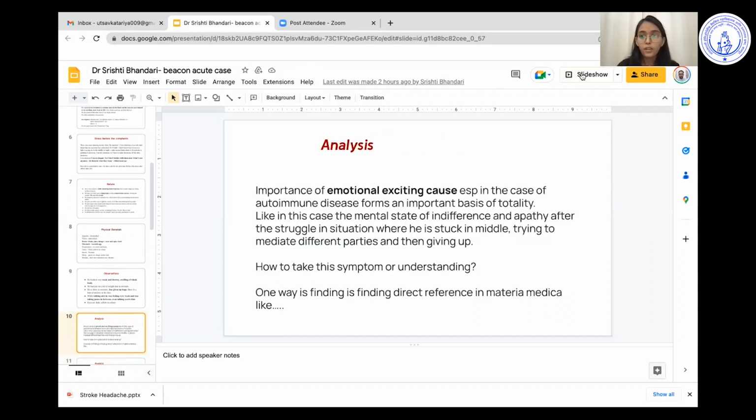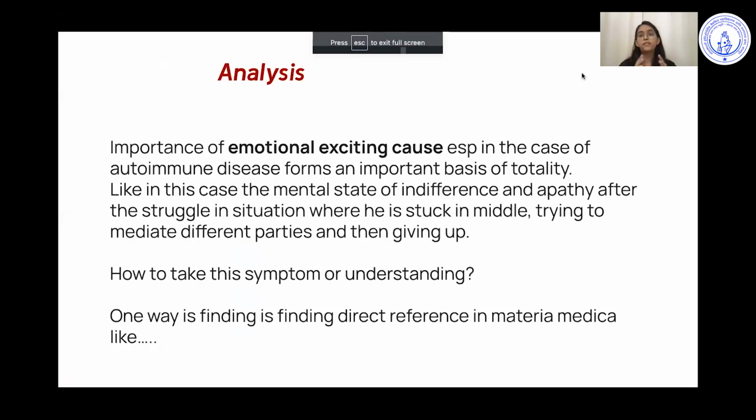So I'll tell you how we analyze this case. In this type of case, where we see autoimmune diseases, whenever the symptoms come or exacerbate, we see that there is always a very strong emotional exciting cause behind it. And what is it in this situation? What is it for him? Like he said, I'm in the middle and everything is going around me. Like someone is saying do this, someone is saying do that.